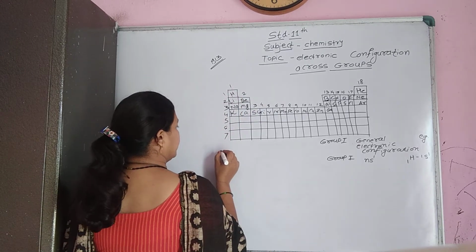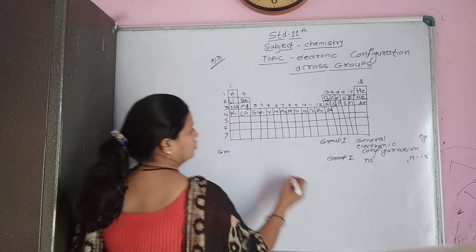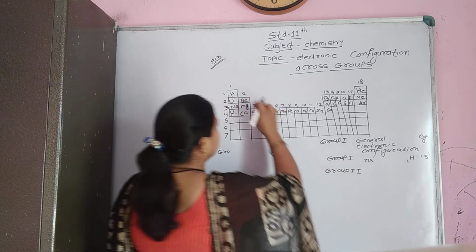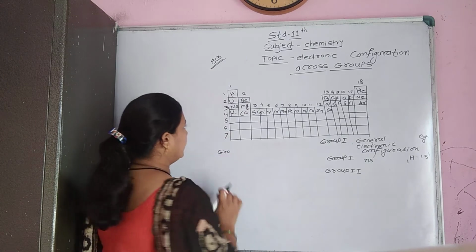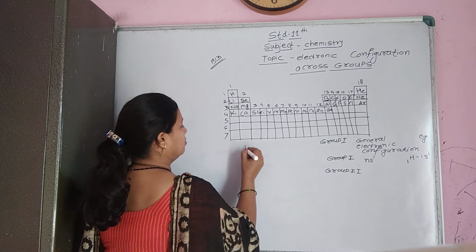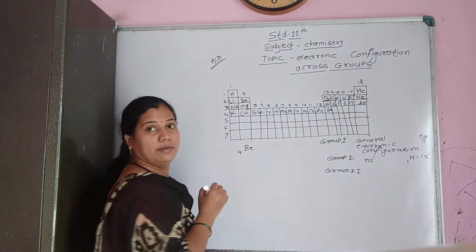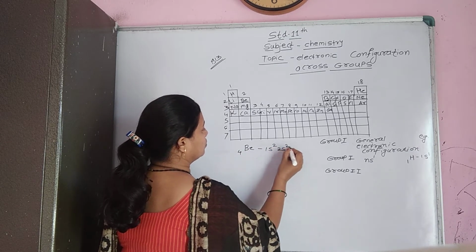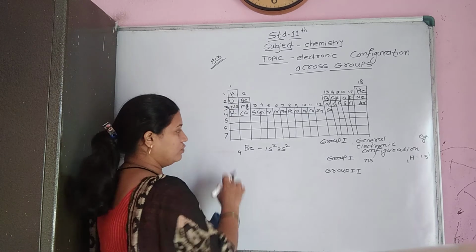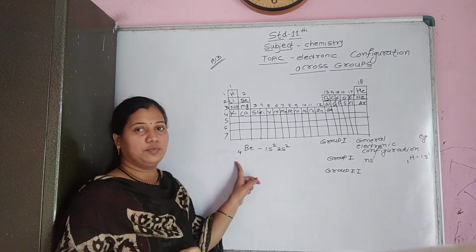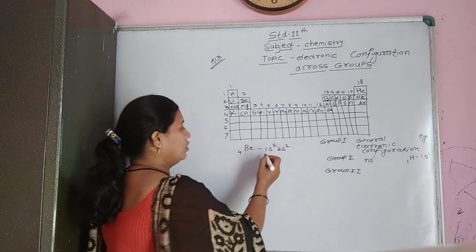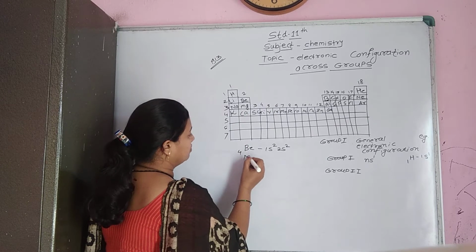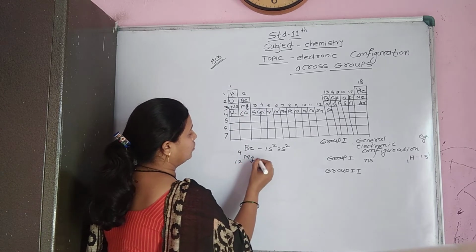Now next, group number second. The first element is beryllium. The symbol of beryllium is Be, having atomic number 4, and its electronic configuration is 1s2, 2s2, as it contains 4 electrons. The next element is magnesium, having atomic number 12.